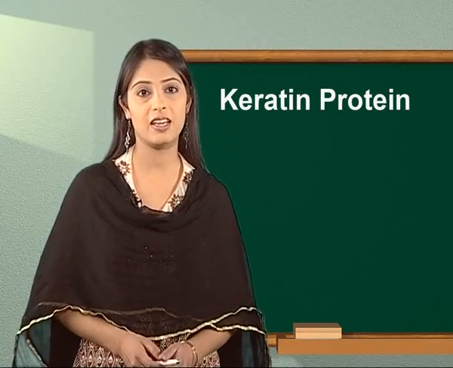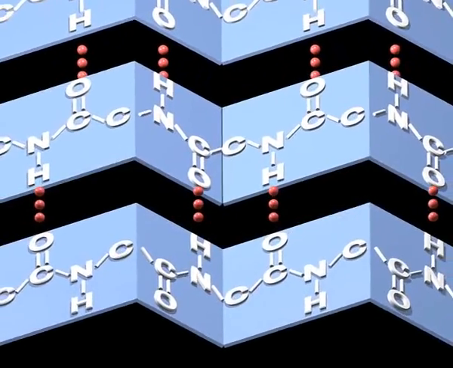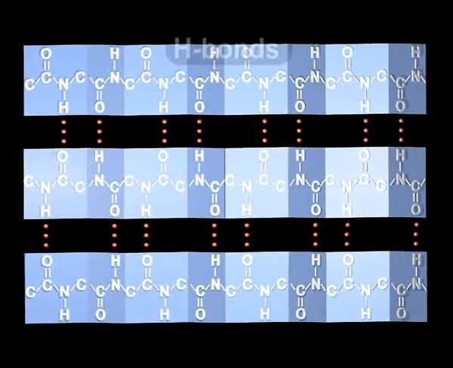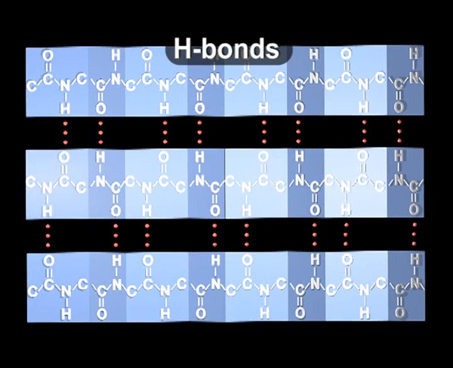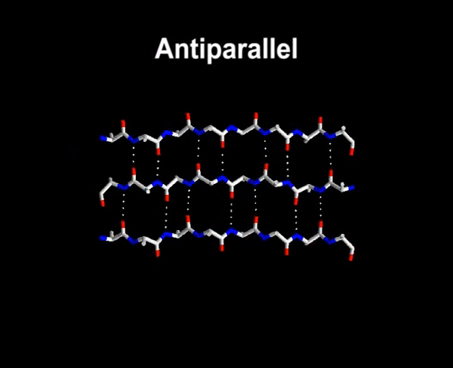Beta-pleated sheet structure. When two or more chains are attached together by intermolecular hydrogen bonds, it is called beta-pleated sheet structure. In this, peptide chains can be parallel or antiparallel.